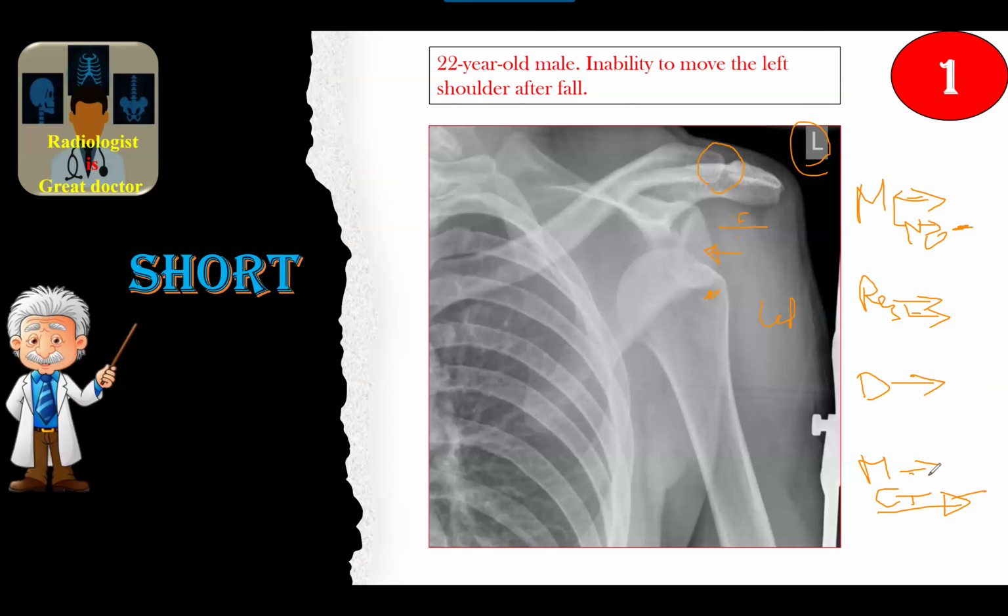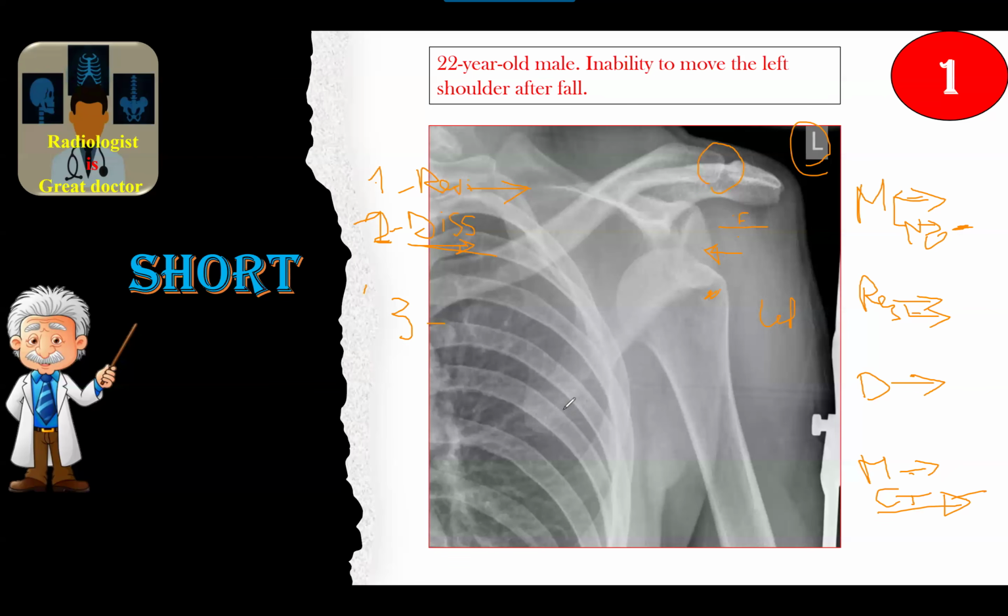You said here, discuss the finding. Discuss the finding with the referring physician or urgent referral to orthopedic. Good. But first, let's see here. Review other views if available, because sometimes we may have a lateral view, a scapular view. Write it. This is a good step in the management. Review other views. Discuss with the clinician.